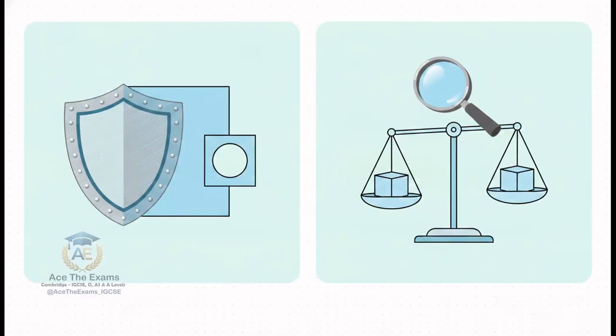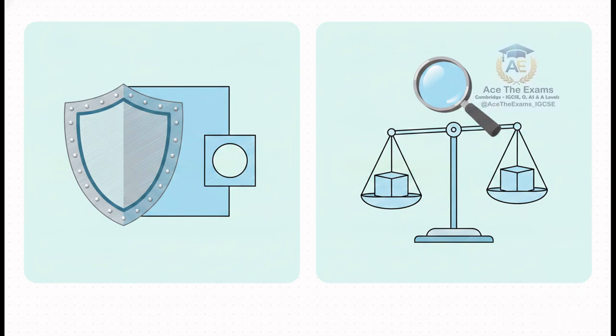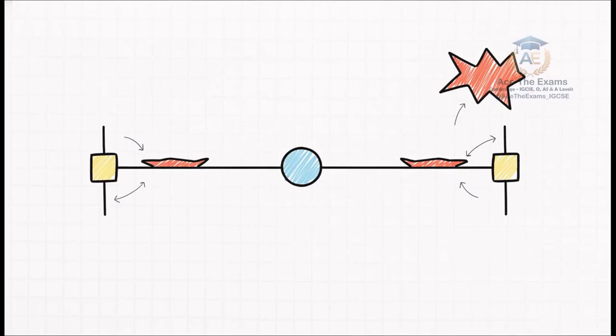So here is an absolutely crucial distinction you must master: the difference between validation and verification. Don't mix these up. Validation acts as a protective shield for your program. It guards against bad data by checking if a user typed in a sensible number, like making sure an exam mark is actually between 0 and 100. Verification, on the other hand, is more like a scale. It weighs two inputs against each other to ensure they match exactly, like when a website asks you to type a new password twice.